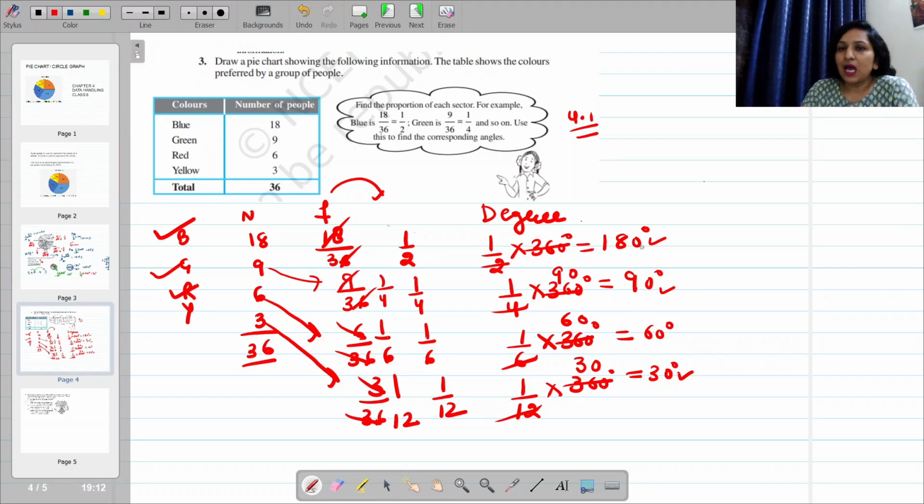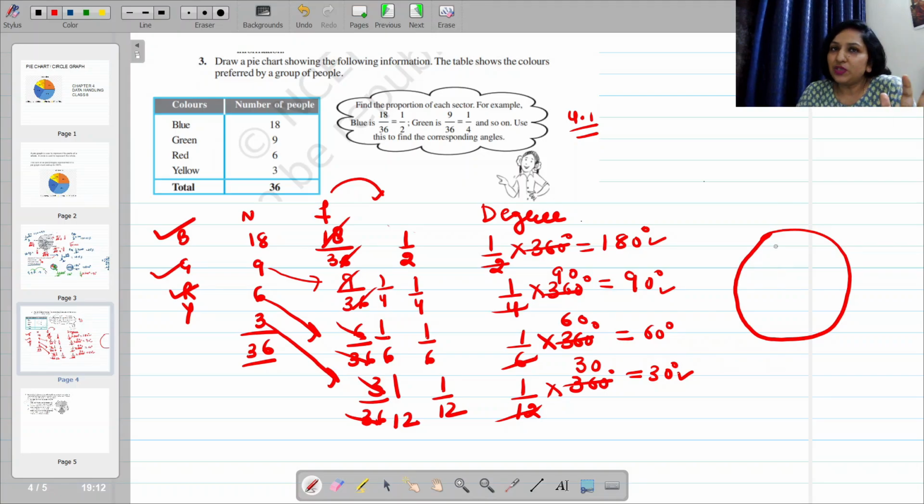Let us learn how to put this in a circle graph. Okay? You have to first make a circle using the compass. I am drawing freehand, so it may look a little untidy, but please understand. First, you have to make a circle of a considerable radius. Not too small, not too big. An average circle is good to go.